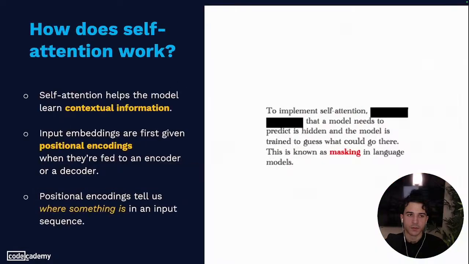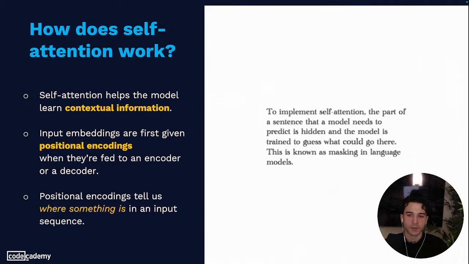Self-attention is an iterative process where the model learns rich contextual information about the role of each part within a sequence. Input embeddings are first given positional encodings, so we know where they are in the input sequence when they are fed into an encoder or a decoder. A key aspect of doing this involves hiding a part of the sentence that a model needs to predict and asking it to guess where it could go.